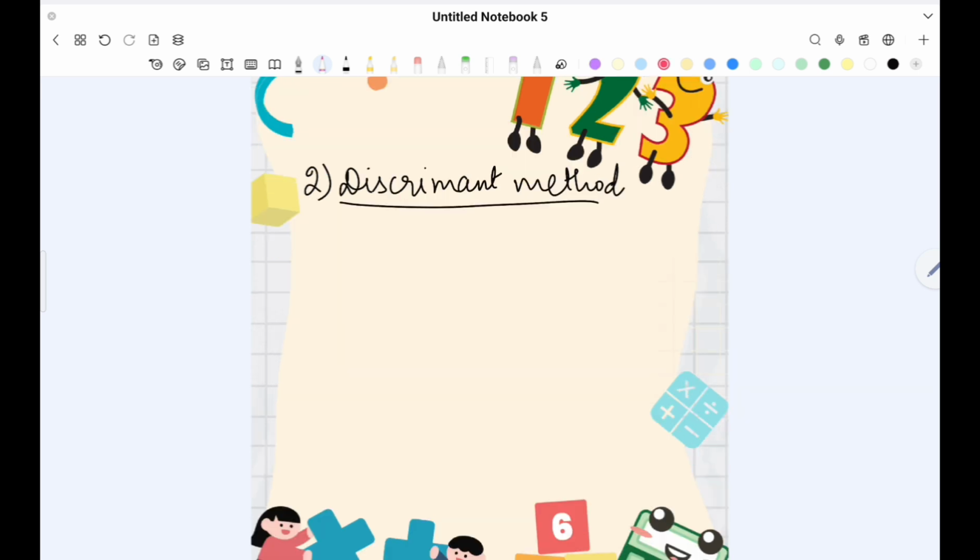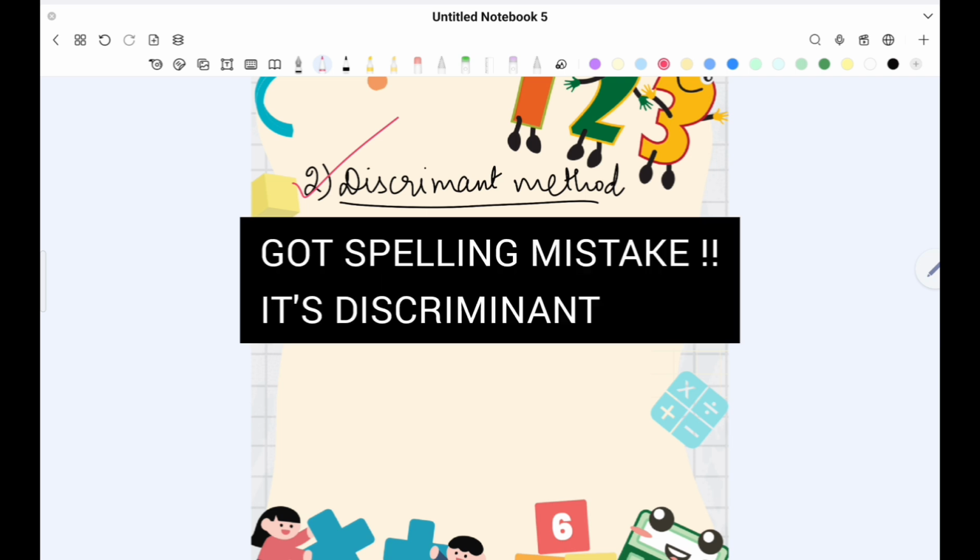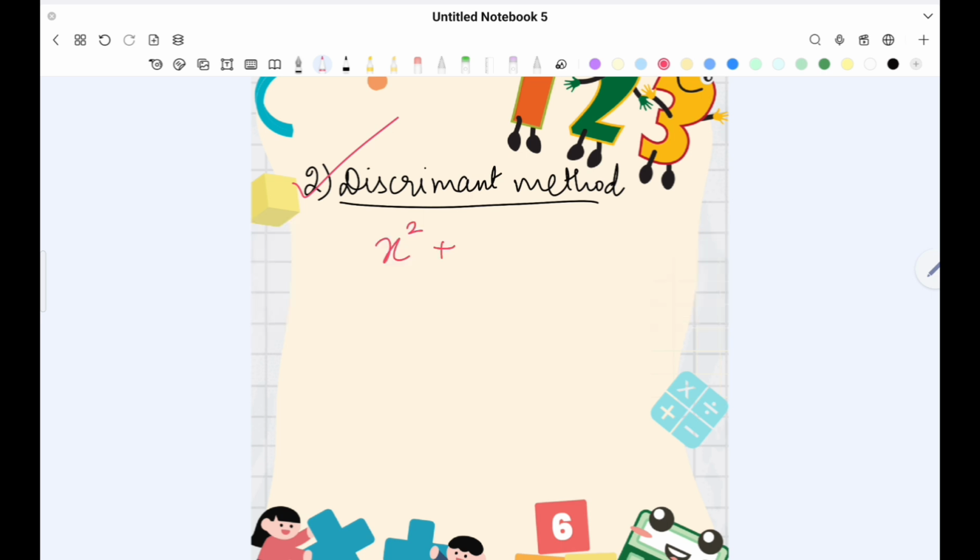Now let's consider this discriminant method. Here we take one equation as an example to understand this. x square plus x plus 1 is equal to 0. Now let us solve it by factorization method first. We will try to solve this.